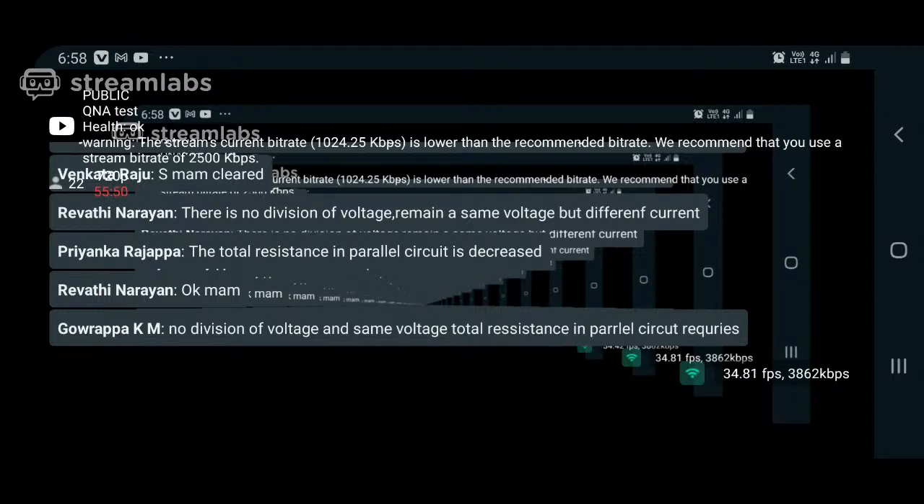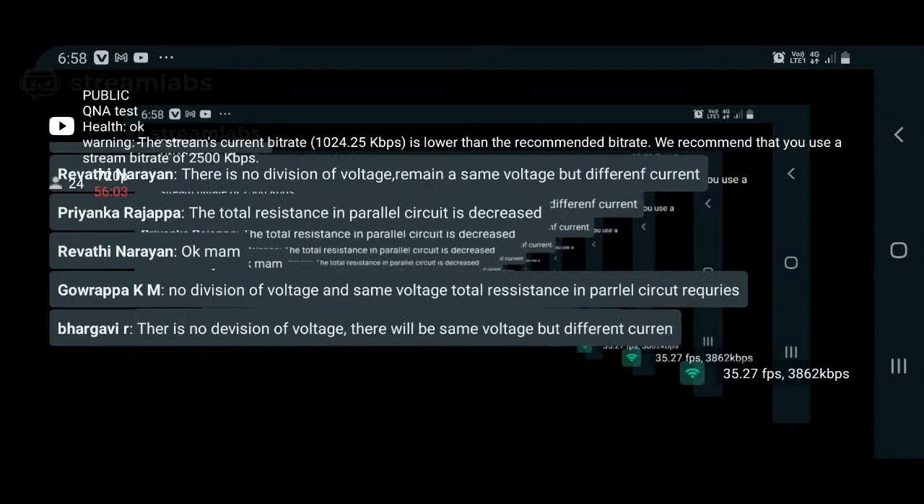Yeah, Varsha, correct answer. But everyone left one point, that is, total resistance in a parallel circuit is decreased. Everyone, you are leaving that point.